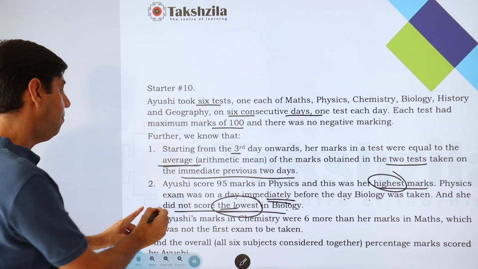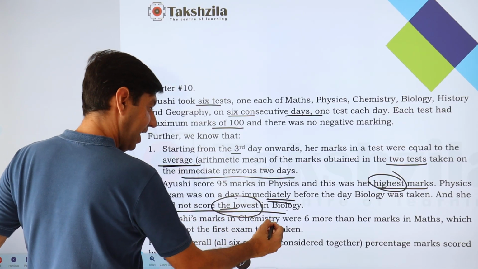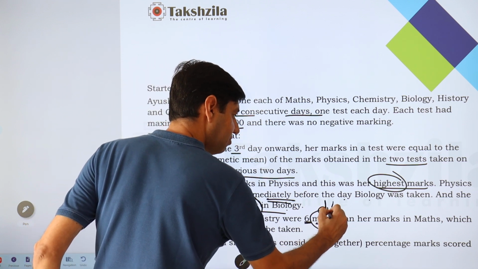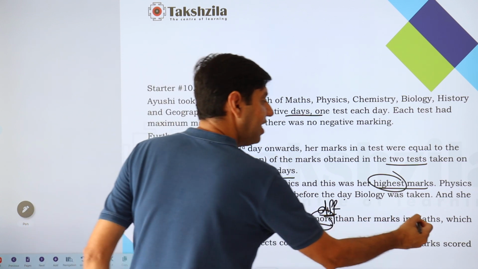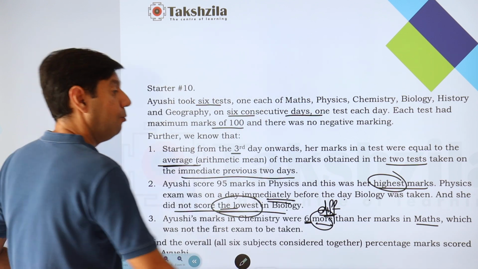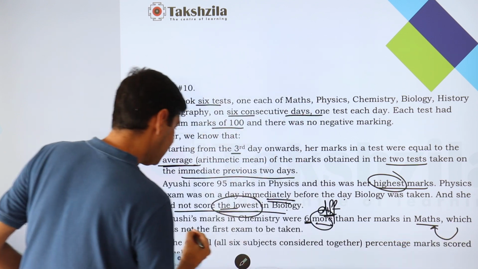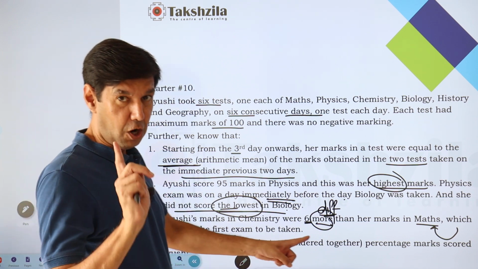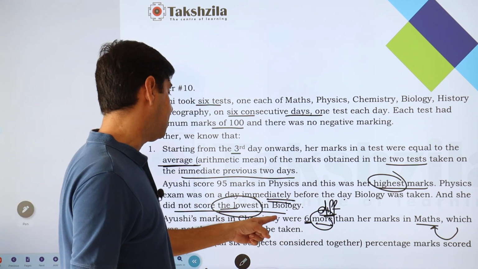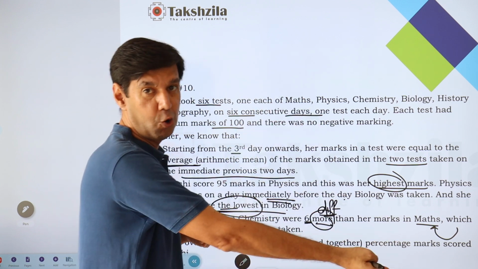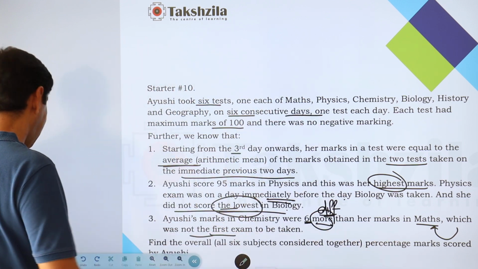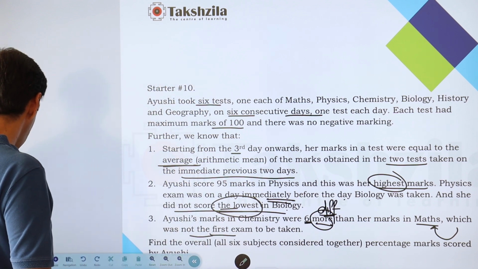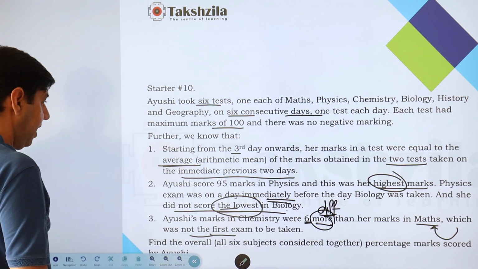And the last clue: Ayushi's mark in chemistry was 6 more. More always refers to the difference than her marks in maths, which means maths was not the first test to be taken. So maths is not the first and chemistry is 6 more. Okay, it's to the right of maths in terms of the marks code. So we are here.